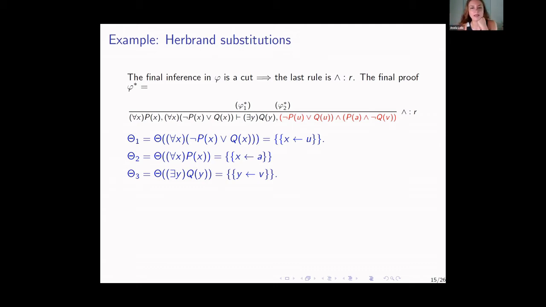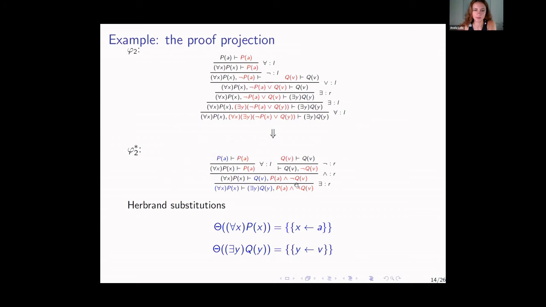Okay, and now when we have the proof projection, we can already extract the Herbrand sequence from this projection. So here, what I do is I check these formulas: for all x, P(x), for all x, not P(x) or Q(x), and exists y, Q(y). So I trace back these formulas in the proof tree to find their instantiations, right? So here in phi2 star, I already have two of these formulas. I see that here for y, we substitute v, and here for x, we substitute a.